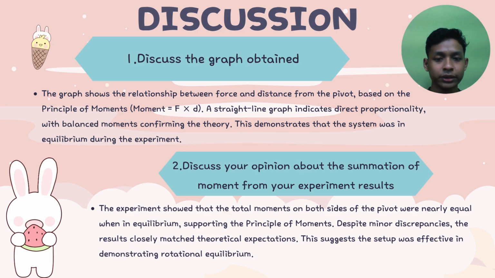For the second one, discuss your opinion about the summation of moment from your experiment result. The experiment showed that the total moments on both sides of the pivot were nearly equal when in equilibrium, supporting the principle of moment. Despite minor discrepancies, the results closely matched theoretical expectations. This suggests the setup was effective in demonstrating rotational equilibrium.